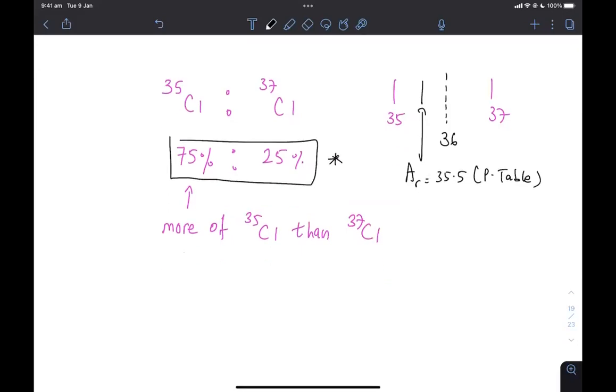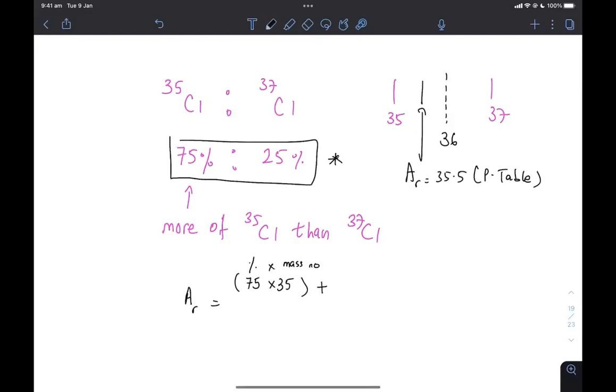How in the world do they get 35.5? To do the AR calculation, to calculate relative atomic mass, look at the percentage. The percentage is 75% multiplied by the mass number. The percentage multiplied by the mass number. Then you add them up together.